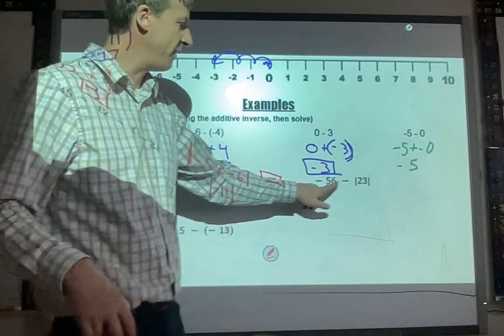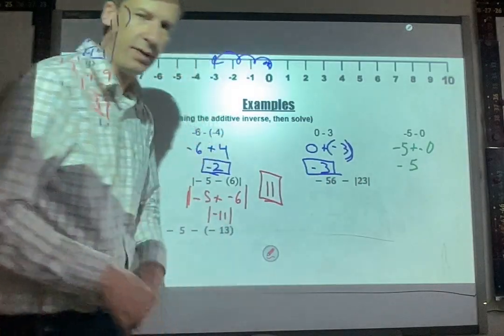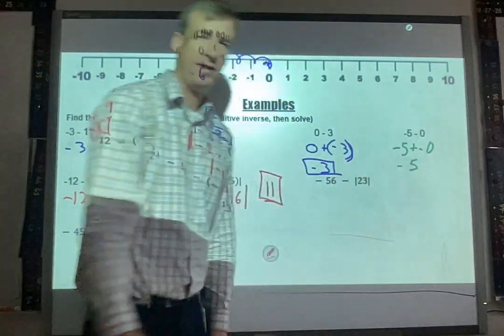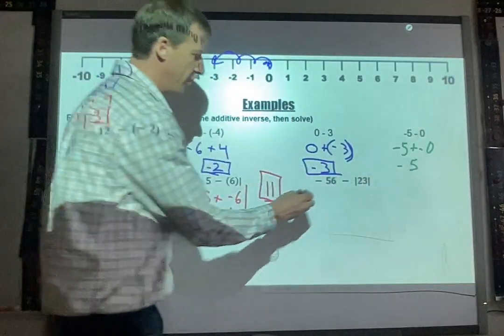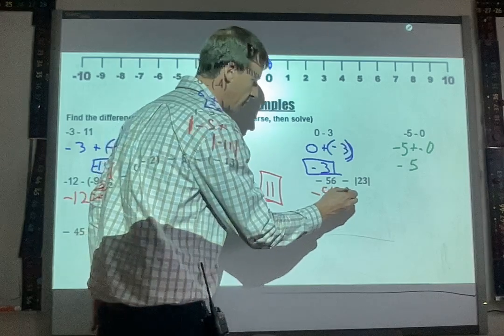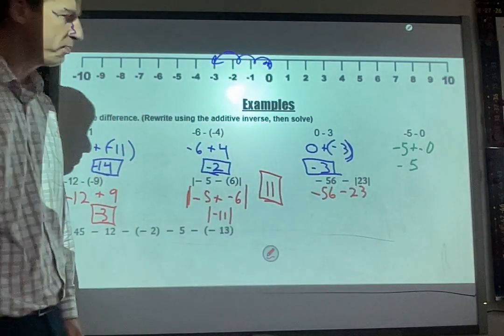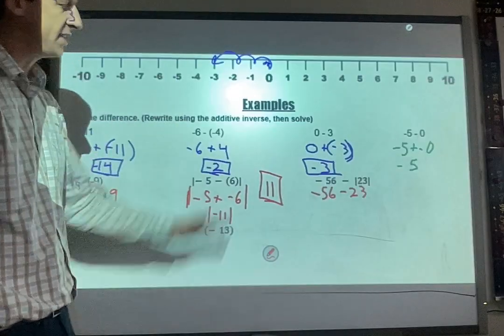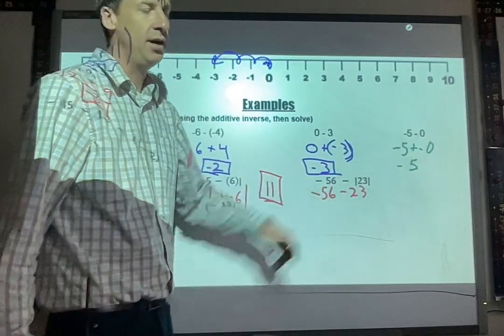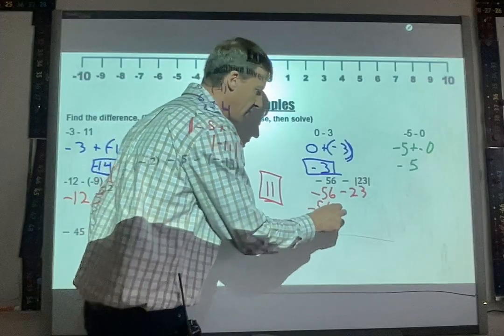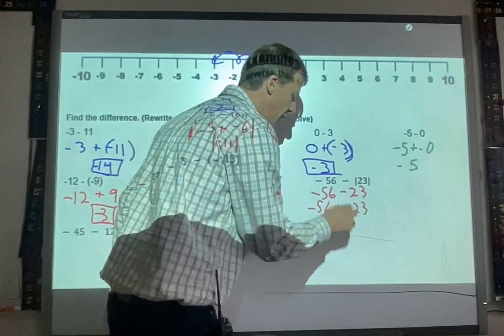Next up, negative 56 minus the absolute value of 23. The absolute value is a grouping symbol, so we've got to solve the absolute value first. What is the absolute value of 23? It's 23. So this problem is really negative 56 minus 23. And now we can follow our rules. Instead of subtraction, we're going to change it to adding the additive inverse. So this becomes negative 56 plus negative 23.